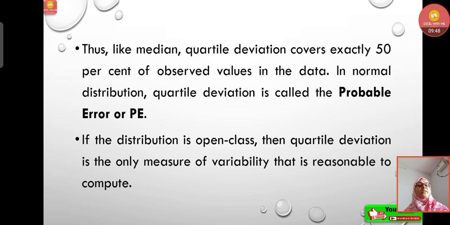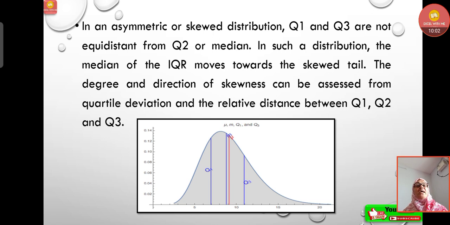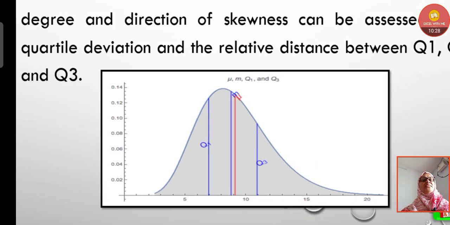In normal distribution, quartile deviation is called the probable error or PE. If the distribution is open class, then quartile deviation is the only measure of variability that is possible to compute. In asymmetric or skewed distribution, Q1 and Q3 are not equidistant from Q2, or median. In such a distribution, the median of the IQR moves towards the skewed tail. The degree and direction of skewness can be assessed from quartile deviation and the relative distance between Q1, Q2 and Q3. You can see the graph here, then you will understand easily.